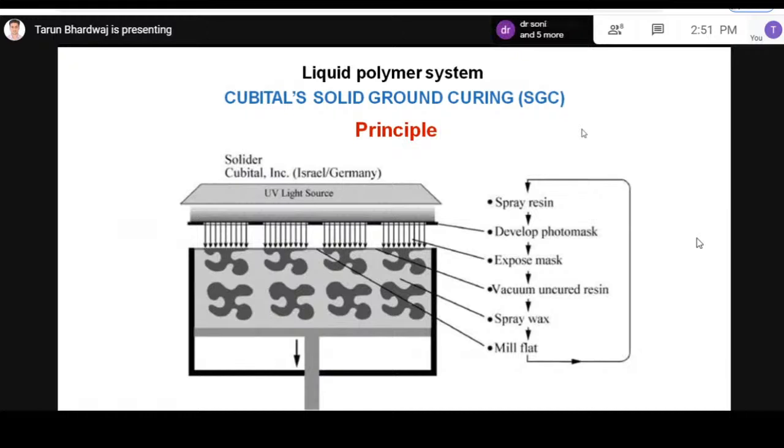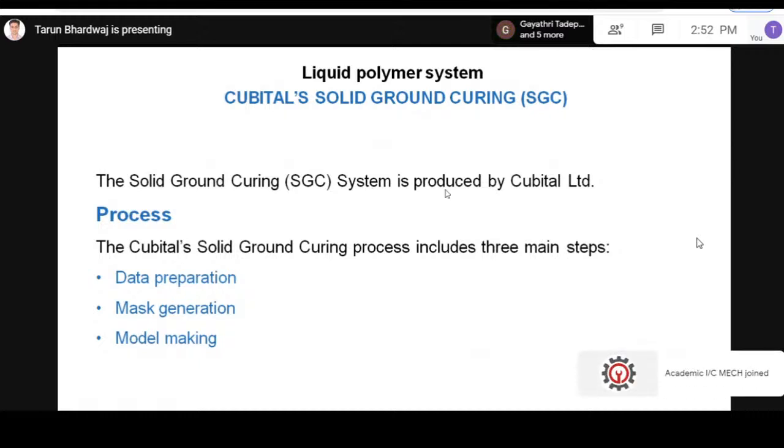These are basically the principles for the Cubital solid ground curing. Means we have some spray resin and we develop the photo mask and expose that mask with the UV light source, and after that we vacuum the uncured resin. Means if there is some uncured resin, we remove it by using some vacuum cleaner kind of thing, and then we spray wax for the support structure, and after that we mill. We do the milling for the flat region. And the SGC system is produced by Cubital Limited.